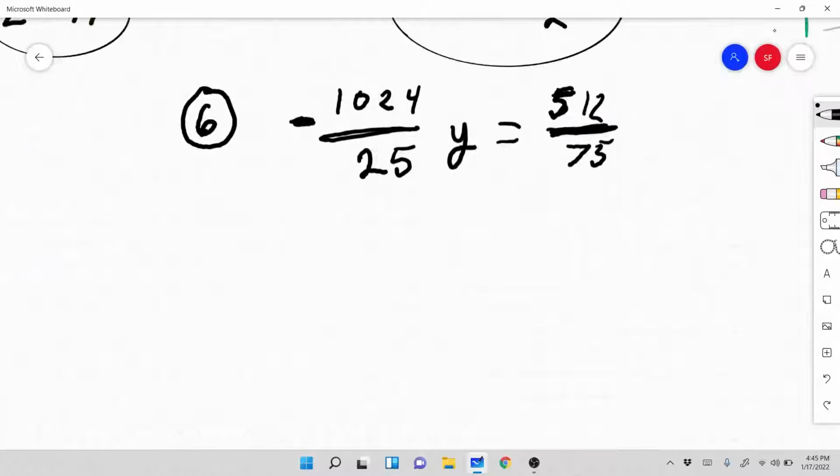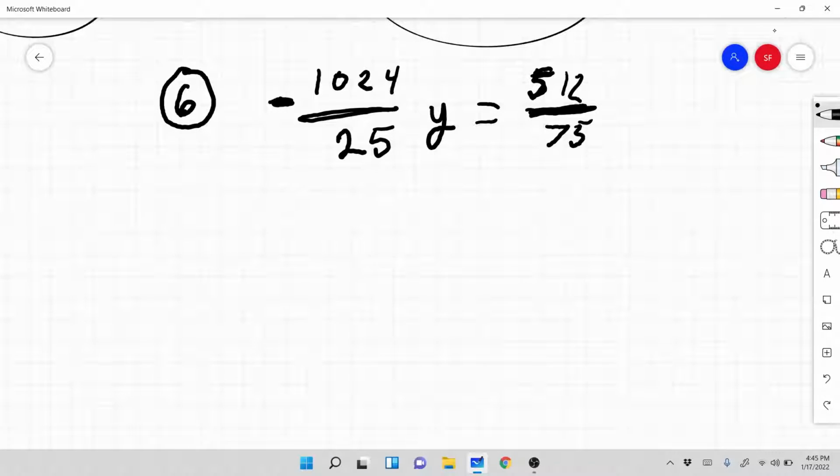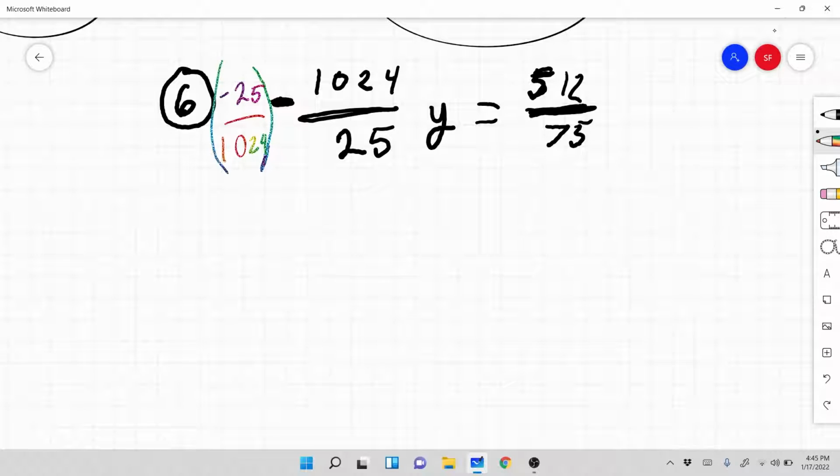All right, let's do our last problem in this set. This one looks really scary, but it's not really as bad as it looks, especially if you pre-reduce. So we've done a few of these, so I'm not gonna enumerate all the words, but to get rid of this fraction that's multiplied times the y, we multiply times its reciprocal. So we're going to multiply times -25 over 1024, right? If we do it to that side, we're going to do it to this side too.